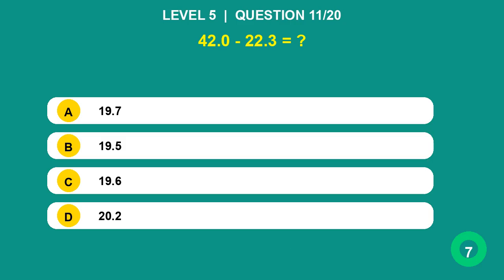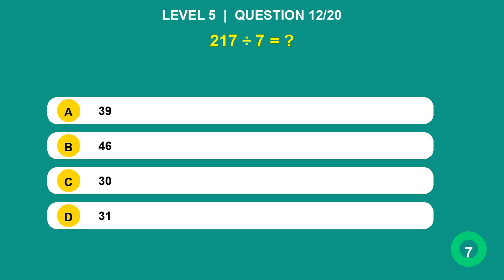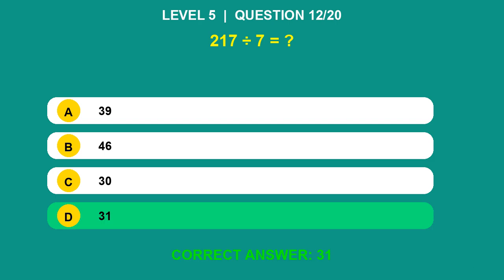Question 11. 42.0 minus 22.3 equals? The correct answer is 19.7. Question 12. 217 divided by 7 equals? The correct answer is 31.